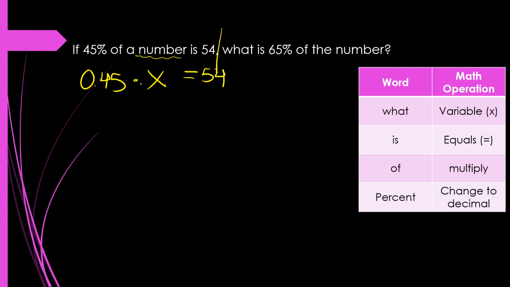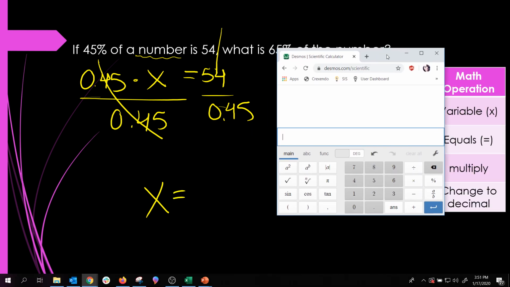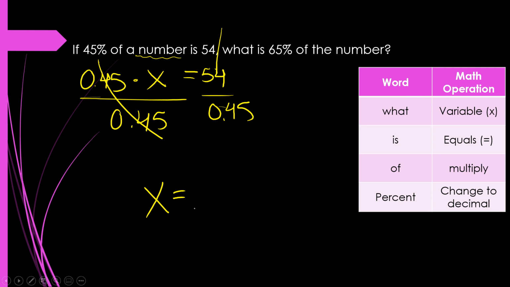So like that last problem, to get rid of this multiplication, I need to do division. And I'm trying to get rid of 0.45, so I'm going to divide by 0.45. Those are going to go away, and I'm left with x is equal to, bring back our calculator. I have 54 divided by 0.45. And it tells me it is 120. So that mysterious number is 120.